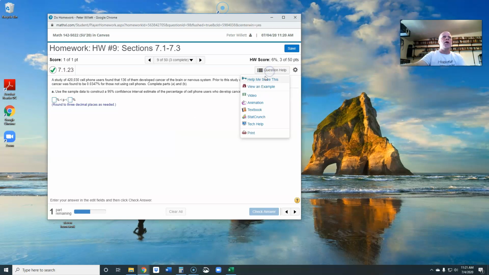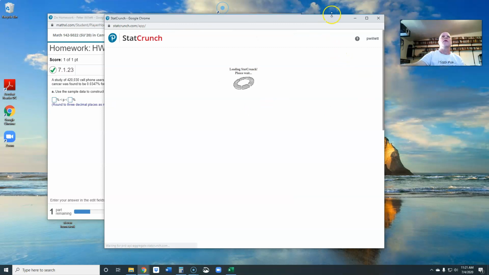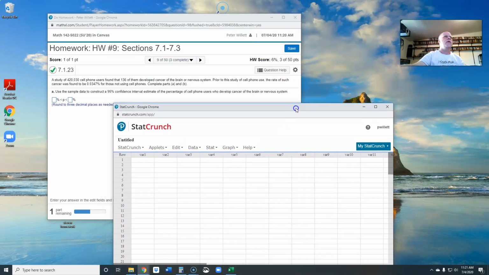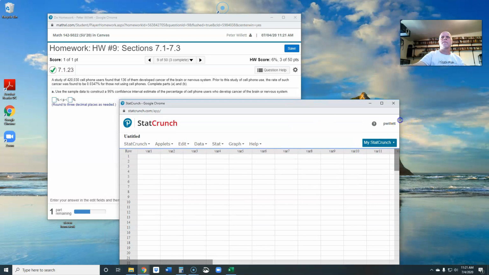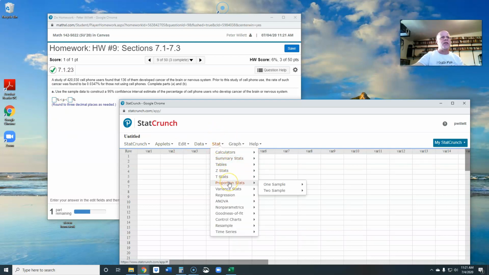So I'm going to go to question help and click on StatCrunch, so StatCrunch can help me do this. Let's see here, make this a little smaller. There we go, so I can read the question. All right, so I want to find a confidence interval for a proportion value, and these are percentages. So I'm going to go to Stat, Proportion Stats, because this is a proportion calculation, for one sample. Proportion stats for one sample, and I don't actually have the data of the sample, I just have the summary. So this is going to be one sample with summary.